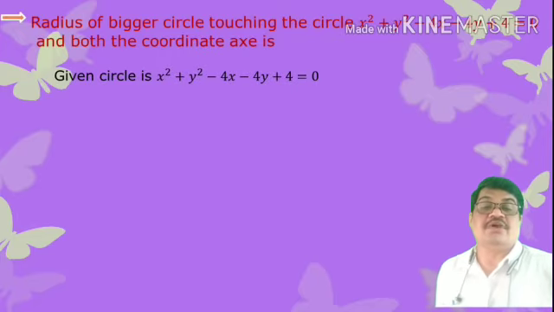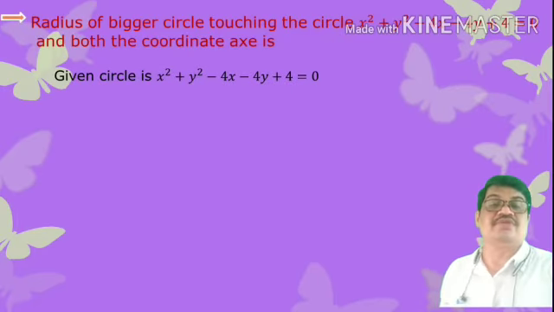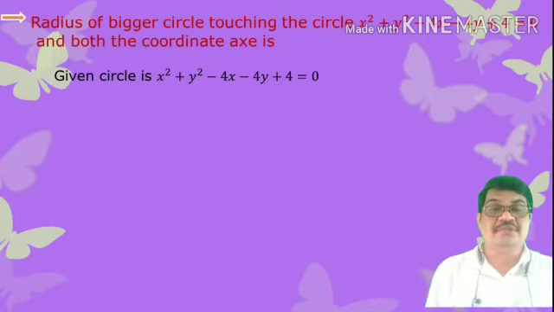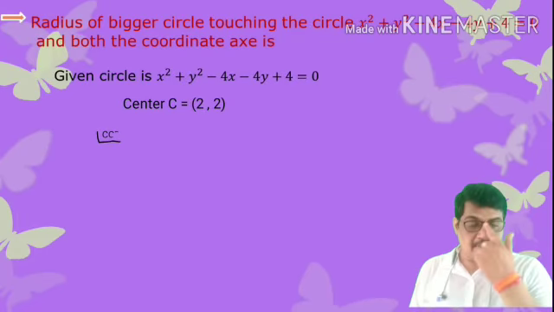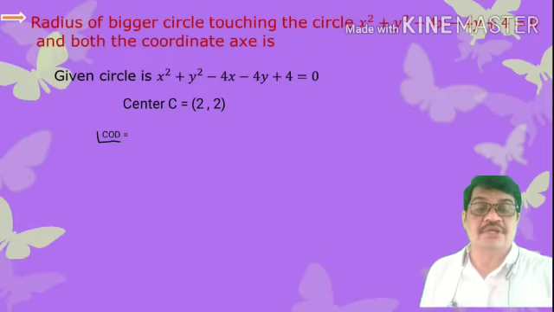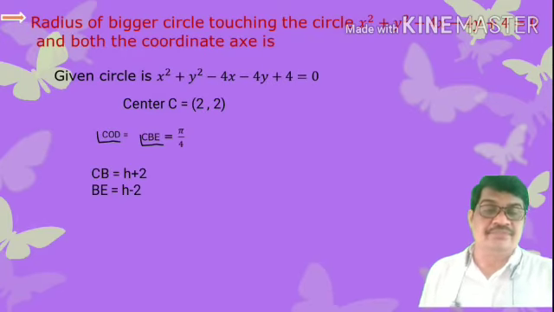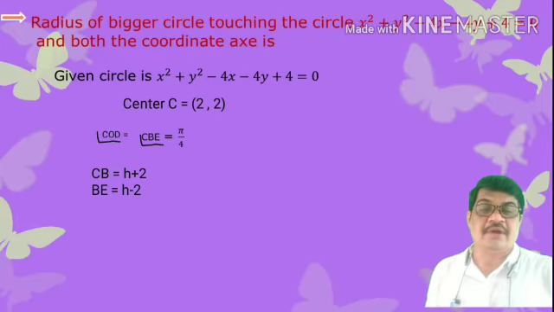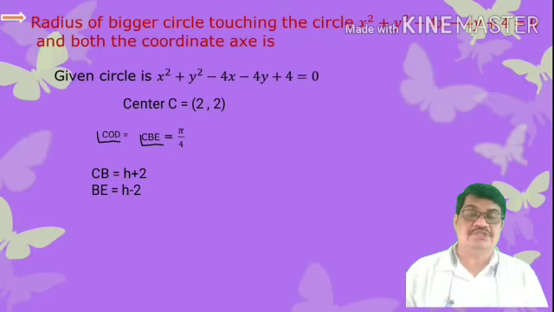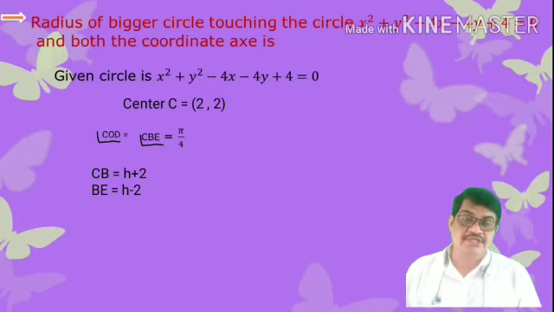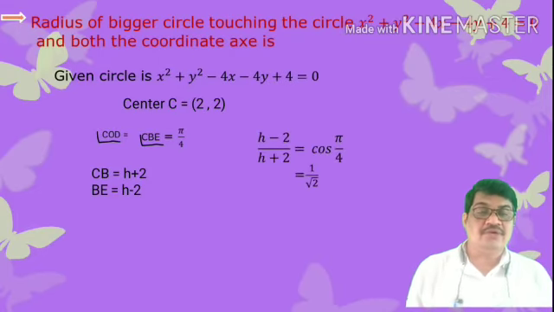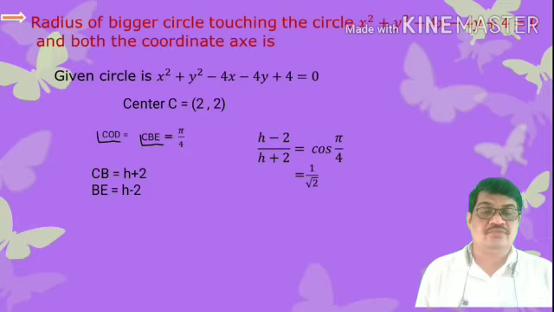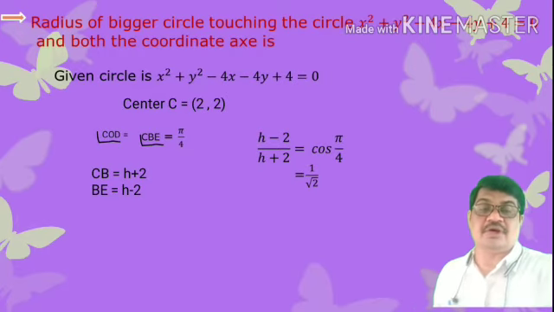So the given circle is x square plus y square minus 4x minus 4y plus 4 is equal to 0. The center of the circle is 2 comma 2, and here from the diagram angle COD is equal to angle CBE. Both these angles are the same, that is pi by 2, and CB distance is h plus 2 and BE distance is h minus 2. Now from this triangle we write cos pi by 4 is equal to h minus 2 by h plus 2. What is cos pi by 4? Cos pi by 4 is 1 by root 2.